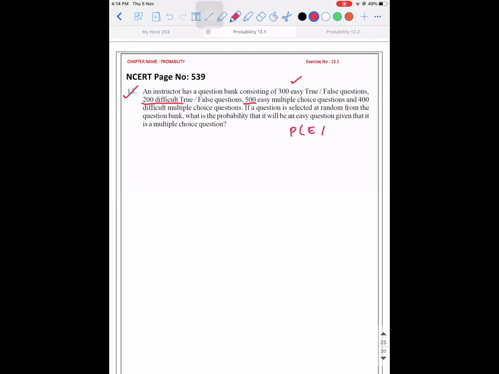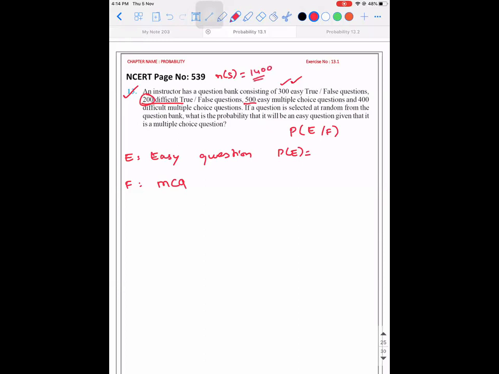So what is the probability of E given F, where event E is what? It is an easy question. F is what? It's a multiple choice question. So what is the probability of E? So first tell me, what are the number of elements in the sample space? 300 plus 1200.